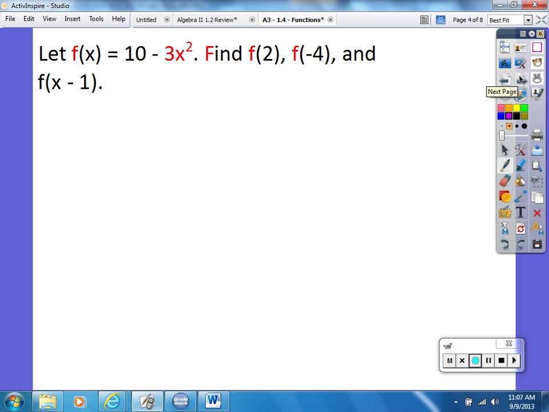So here's our next one. And I'm just going to ask you on your own to find f of 2 and f of negative 4 and then stop for me.